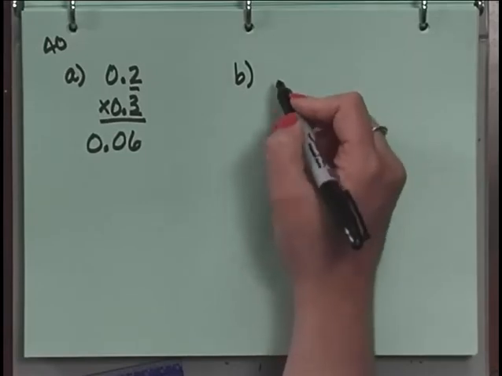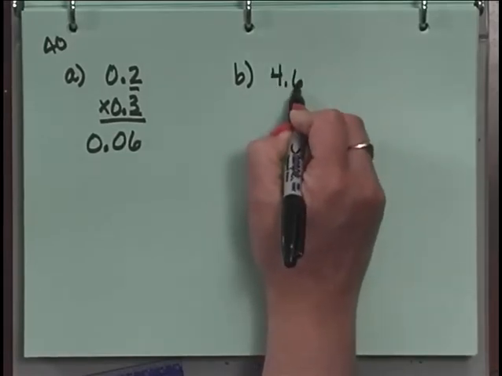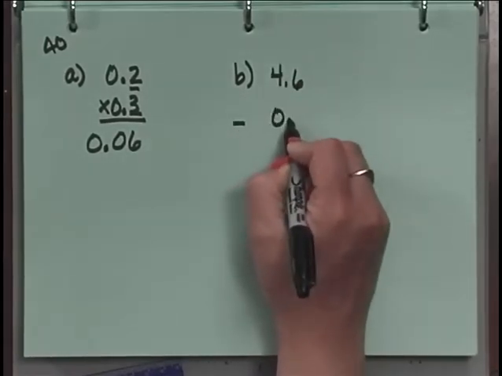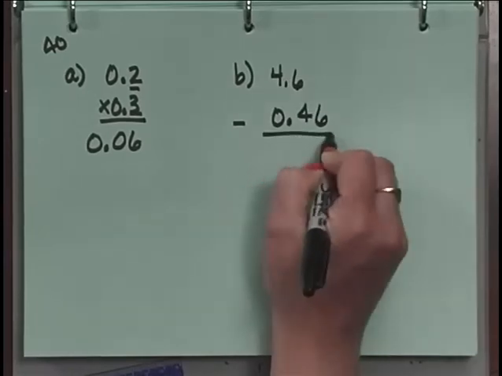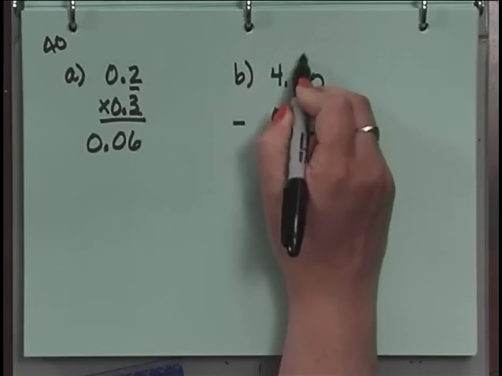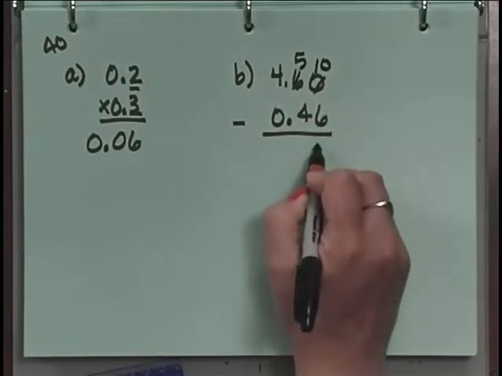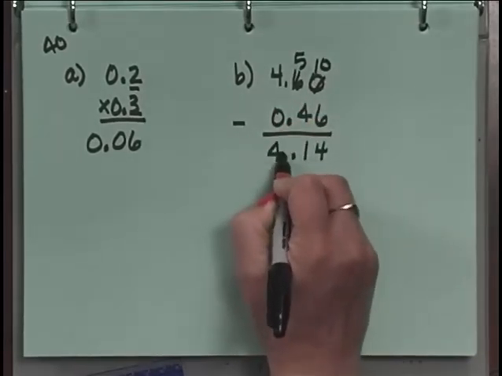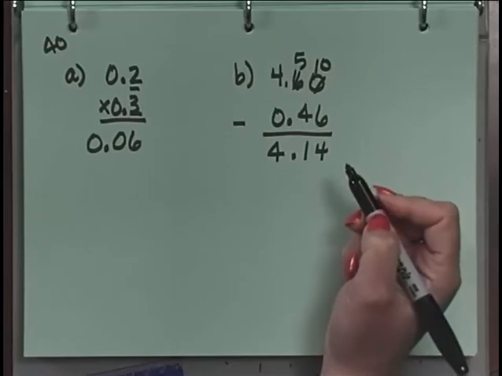Problem B, we're asked to take 4 6/10 and subtract from that 46/100. Well, we would need to insert a 0 as a placeholder before we subtract. And then we would want to borrow, subtract, and our difference would be 4 14/100.